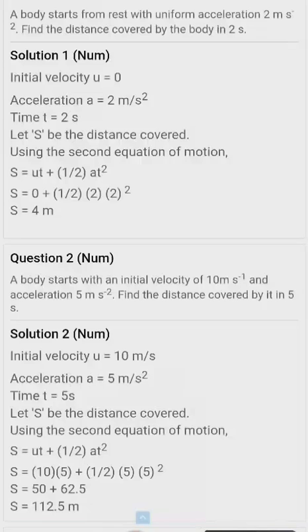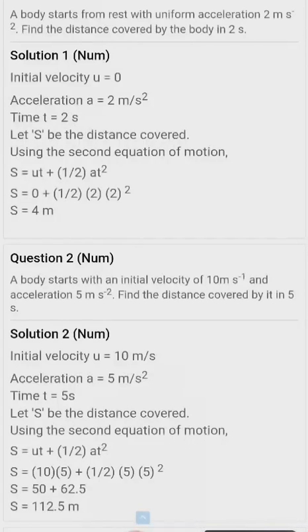So the body is starting from rest. So the initial velocity will be 0. Uniform acceleration of 2 means A is 2. Find the distance covered. You need to find S if the time taken is 2 seconds. So I will use the second formula. Directly I will use the formula, that is S is equal to ut plus half at square. U is 0, so U into T will be 0.